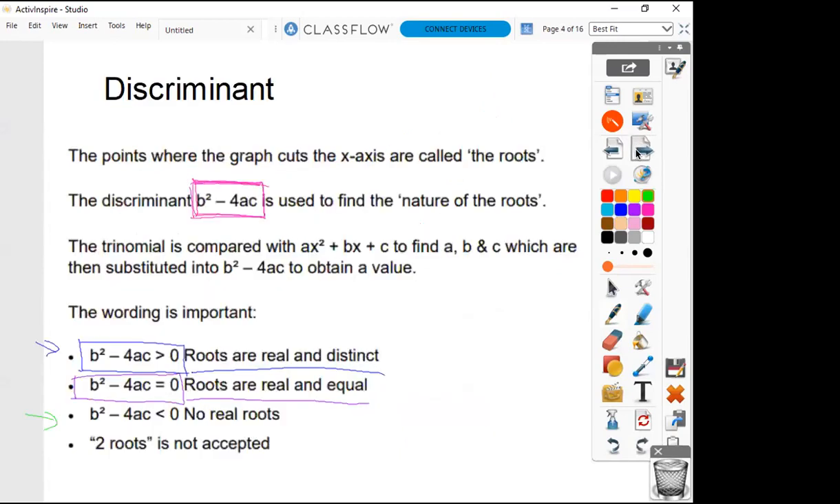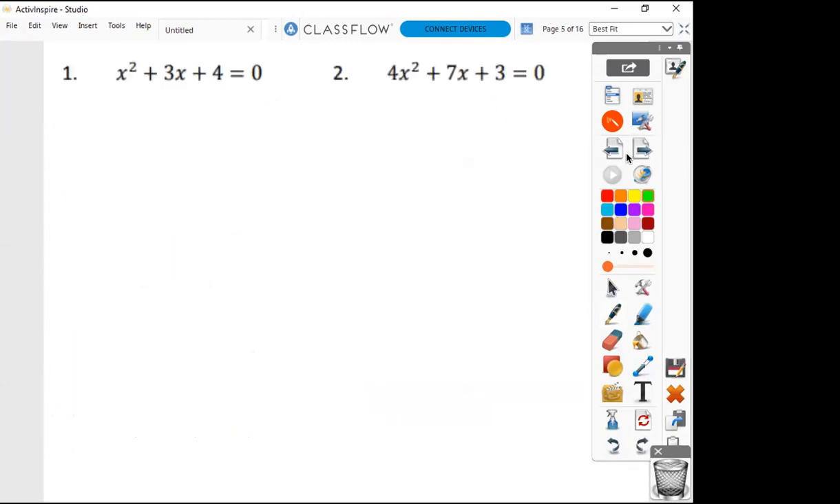Okay, so let's have a wee look at a few examples. So we've got quadratics in our normal form.